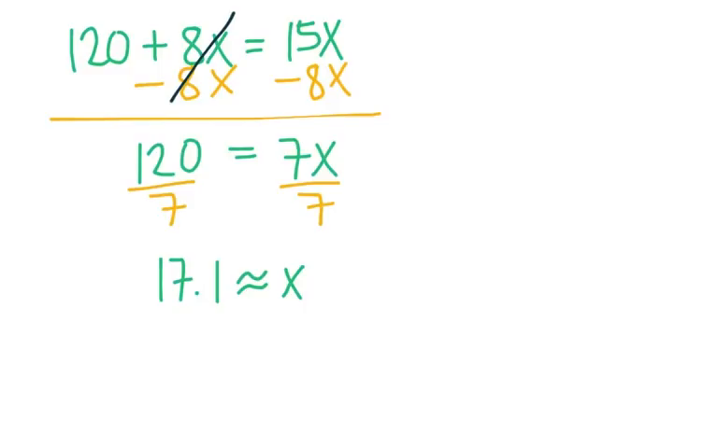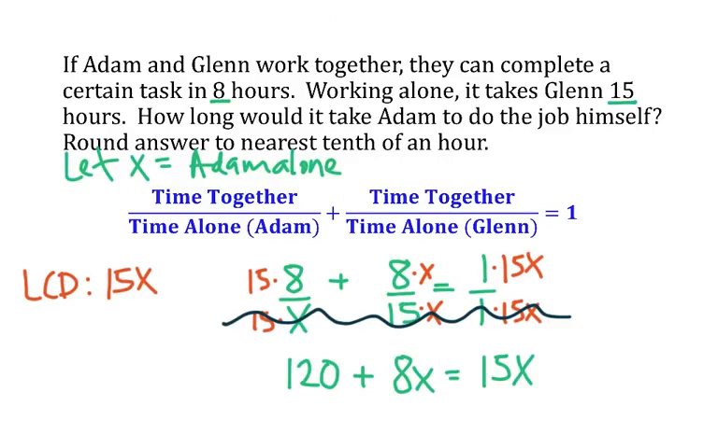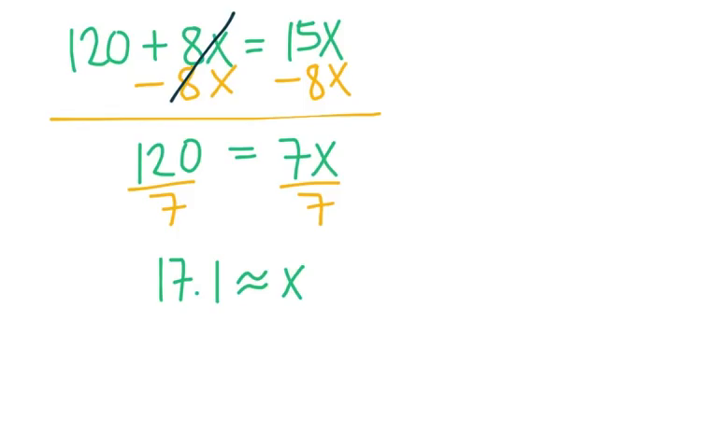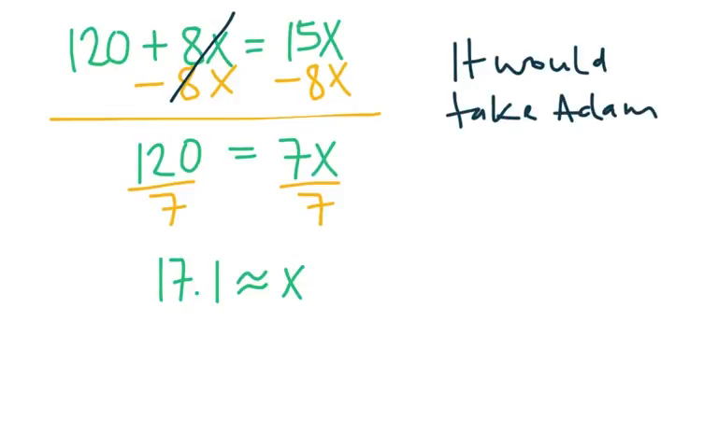So, going back to our problem statement, we were trying to find how long it takes Adam to do the job himself. As I interpret our solution, I'll write a little sentence: it would take Adam about 17.1 hours.